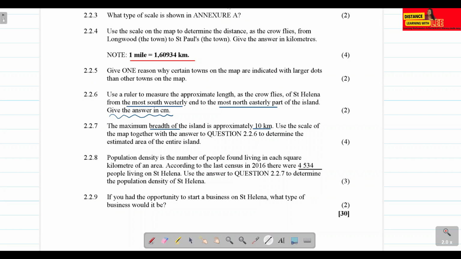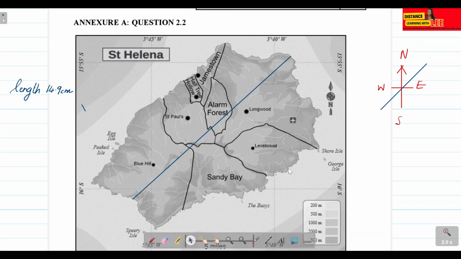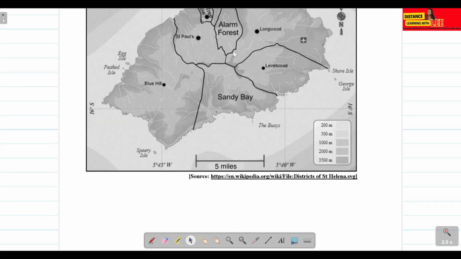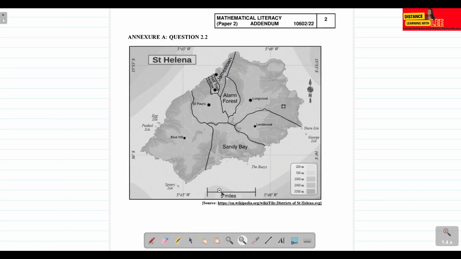Okay, so I love these questions. They're just giving you free marks. So in this case, what do we notice about the place St. Helena? St. Helena is a place that is close to the sea, right? So if you had to start a business, what kind of business would it be? Okay, I would personally start a business where I'm selling seafood.